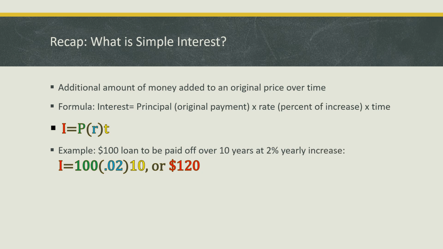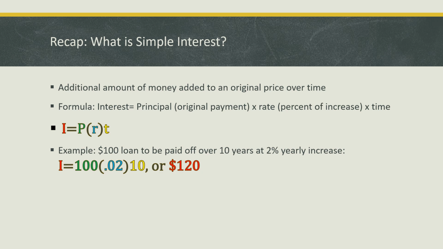An example of this would be if you have a $100 loan that you're paying off over 10 years at a 2% yearly increase. So if it's a standard amount of interest, then I is equal to 100 times 0.02, which is your 2%, times 10, which altogether will mean that you're paying a total of $120.